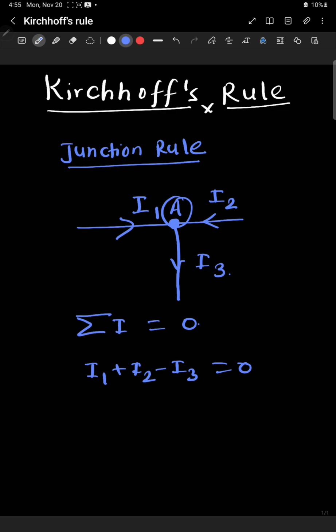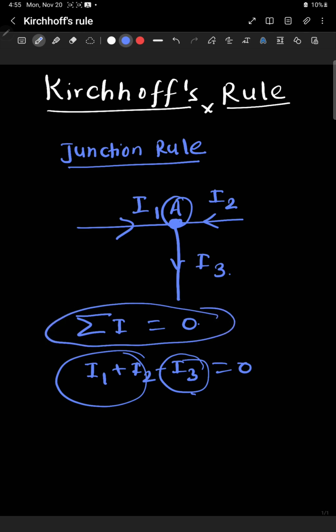Always remember, the currents going towards the junction are positive, and the currents going out are negative. So incoming currents are positive and outgoing currents are negative. This is one of the very important rules given by Kirchhoff, and it gives you the information about the conservation of current, or charge.